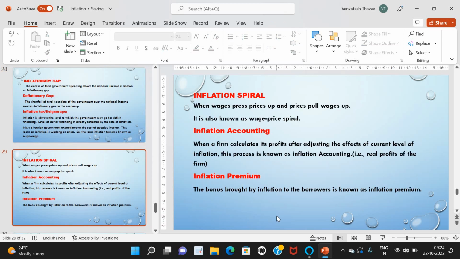Next, coming to inflation spiral. It is also known as wage price spiral. When wages push prices up and prices pull wages up. This means the wage price spiral suggests that rising wages increase disposable income, raising the demand for goods and causing prices to rise. Rising prices increase demand for higher wages, which leads to higher production costs and further upward pressure on prices, creating a conceptual spiral.